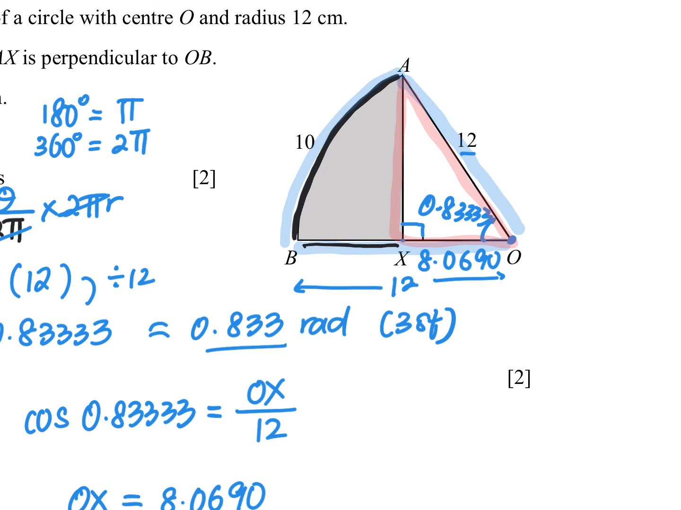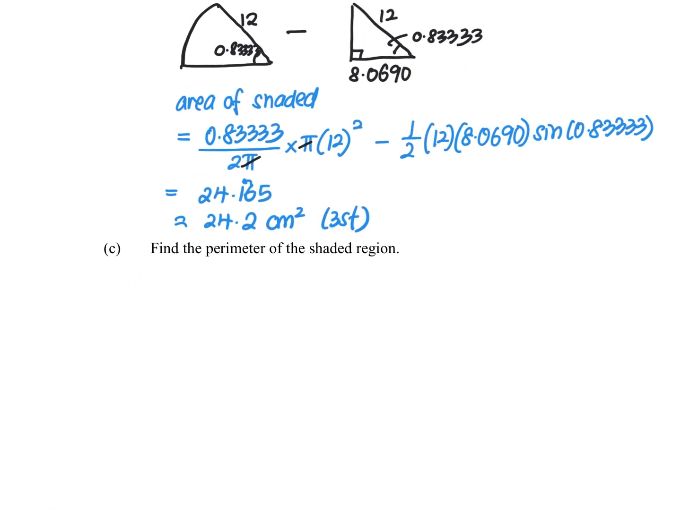Well, the whole thing BO is 12 and this is 8.06. So this portion BX you just need to subtract, right? So BX is 12 minus 8.0690. So first part I have this one here is 10. This small portion over here BX, 12 minus 8.0690. That gives me 3.931.